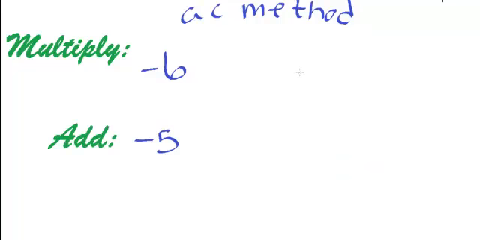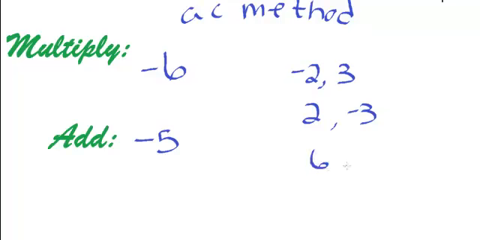I'll try negative 2 and positive 3. Those two multiply to negative 6, but what do they add up to? That makes 1, not negative 5. So let's try 2 and negative 3. I've changed the sign, that's still negative 6, but again, that's not going to work.